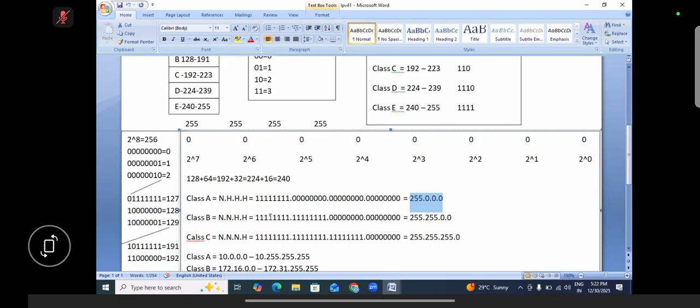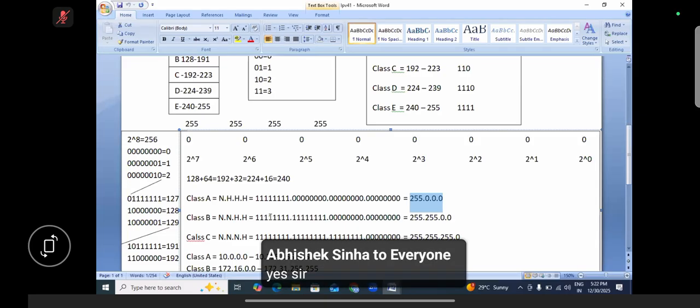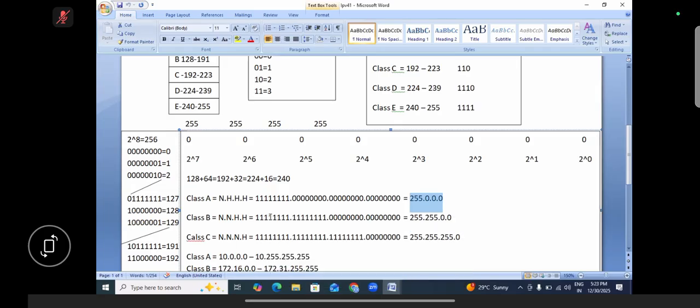Compound wall means subnet mask. इंटरव्यू में जाके compound wall मत बोलो, घबरा जाएगा वो. For understanding purposes, I am using those words. You should say default subnet mask, right? Maybe a few people know, so they can understand. It's not a problem. So how are you going to get the compound wall for class B?